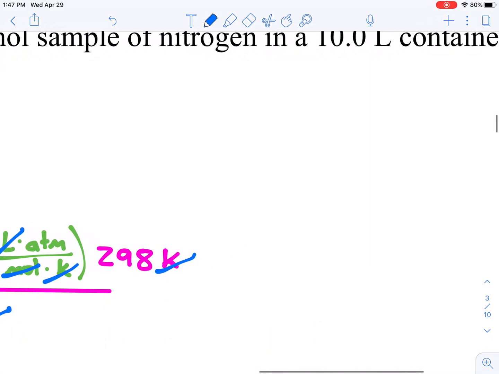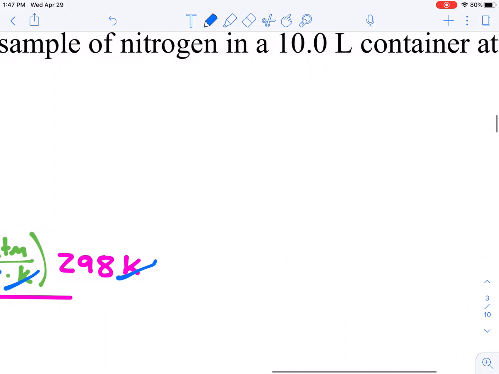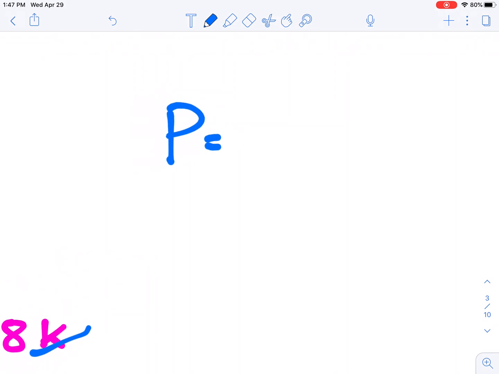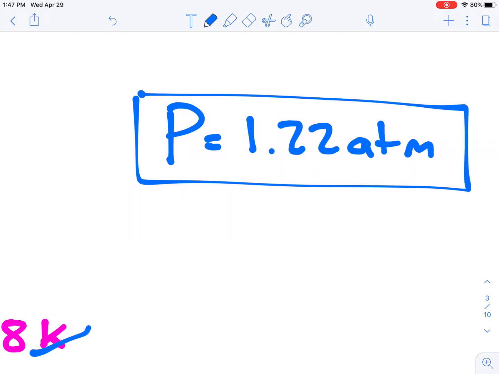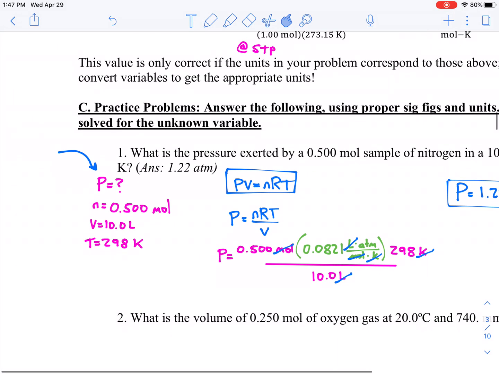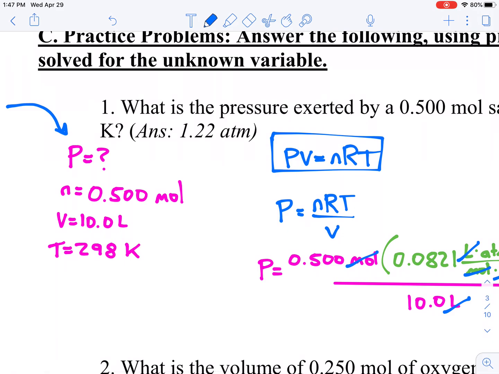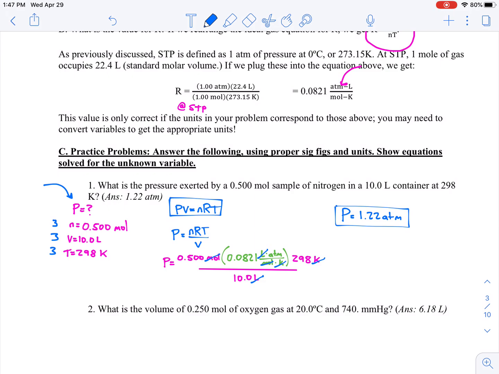We're solving for a pressure, so it's good that ATM is left uncanceled, and when you solve for that pressure, you will get, with correct sig figs, 1.22 ATM. And in terms of significant figures, the fact that we made our list actually makes our life really easy, because if you go down your list, you check for the sig figs involved. Pressure we're solving for, N has 3 sig figs, volume has 3 sig figs, temperature has 3 sig figs. That's why our answer at the end of the day had 3 sig figs.